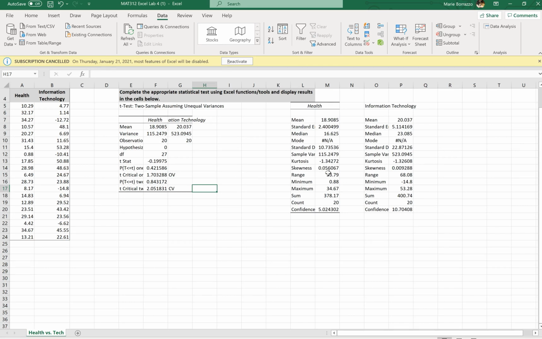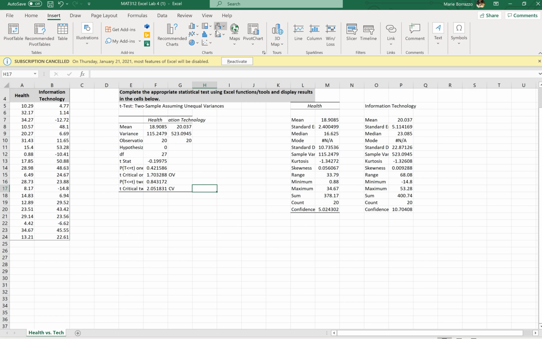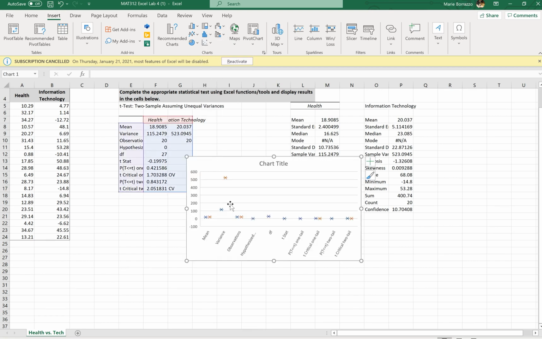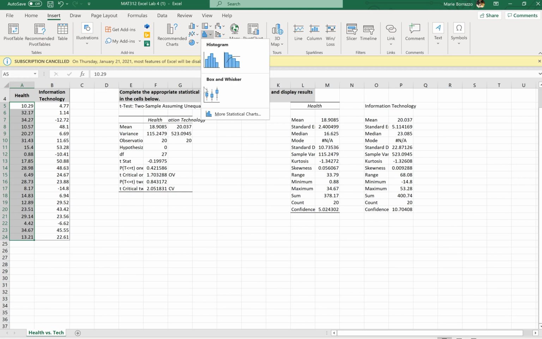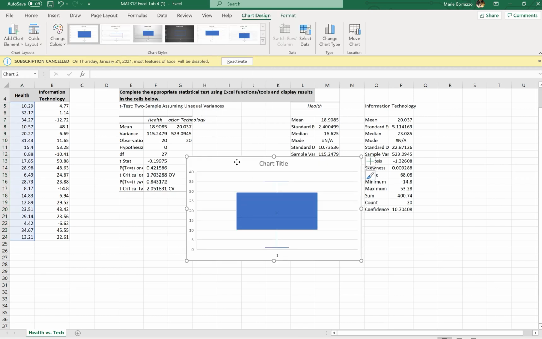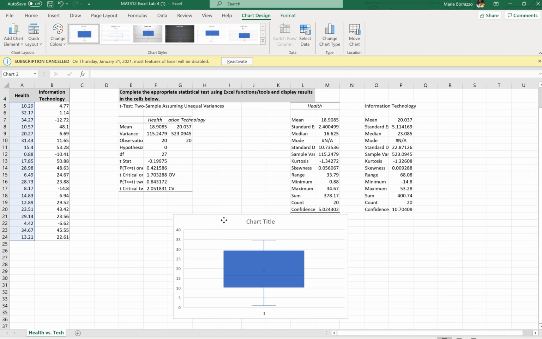In terms of skew, if we go ahead and go to insert, let's just do two box and whisker plots. And so this is kind of cool. If you look at the data for the different charts, let me go back. So I'm going to highlight health. I'm going to go to insert. I'm going to go to histogram and then box and whisker. So if you look, this one is a normal distribution. I don't see any outliers. It looks pretty centered, pretty steady.